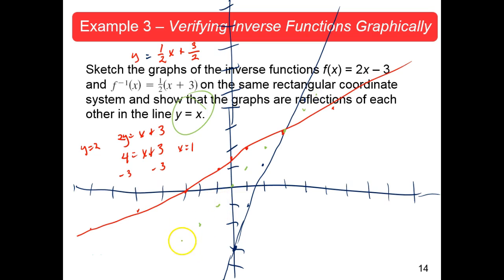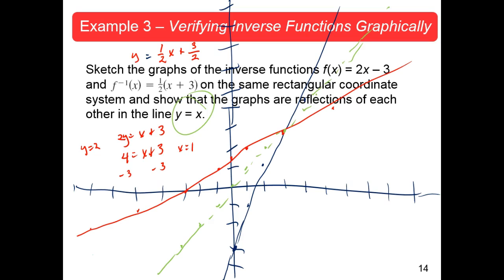It's the identity function, okay? X is identically equal to y. Oh, I don't want to solid it in. I want to dot this one in. There is your reflection line. And sure enough, the blue line and the red line are reflections across each other. And on that line, that's where x equals 3, y is equal to 3 for both functions.